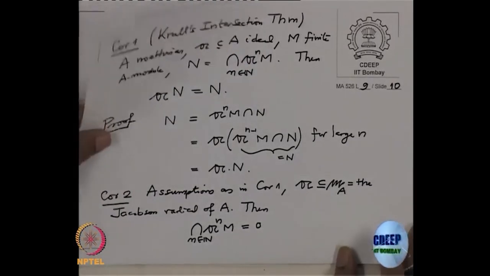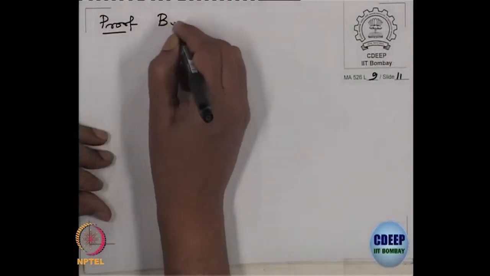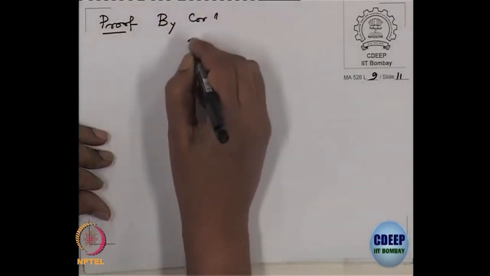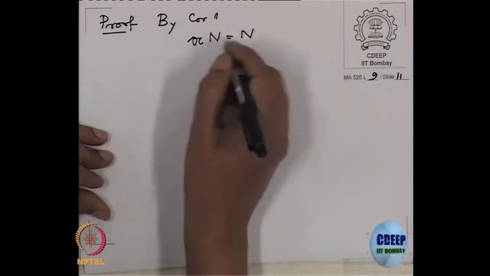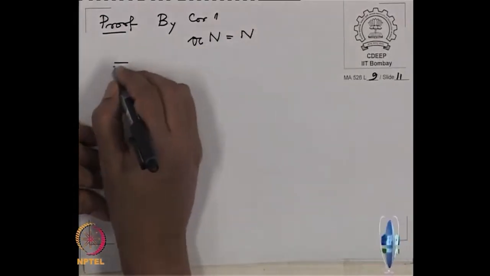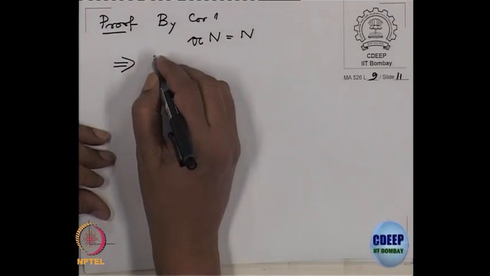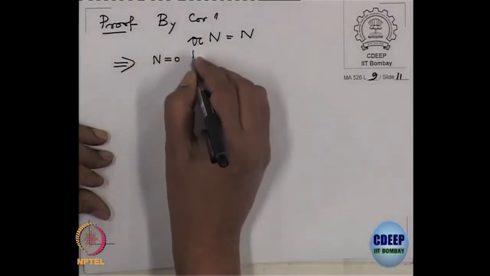So, let me just write. Proof: by corollary 1, A times N equals N, and N is finitely generated, A is contained in the Jacobson radical, and so on. Therefore, N is 0 by Nakayama lemma.